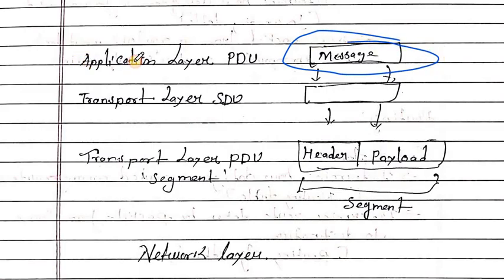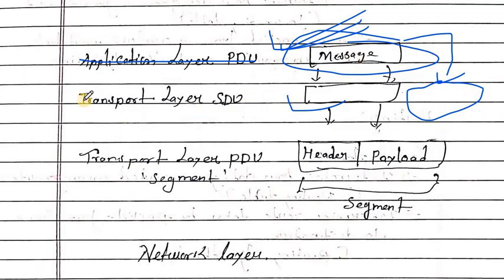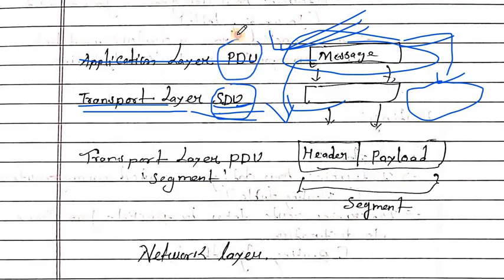Here the message is the application layer PDU. This application layer PDU is transferred to the transport layer. Then this application layer packet is received by the transport layer, and it is called the SDU for the transport layer. The application layer PDU is called a message. When it is transferred to the transport layer, it is called the transport layer SDU. The application layer PDU now becomes the SDU for the transport layer.